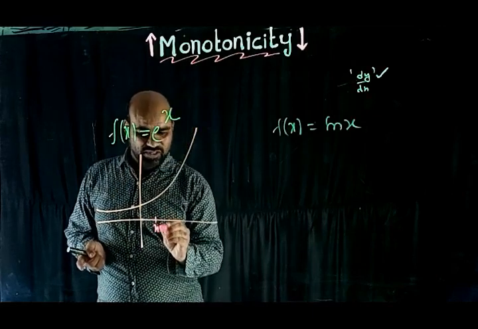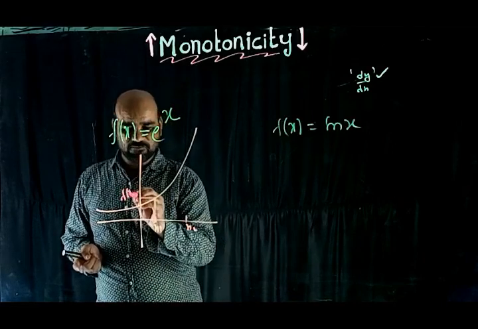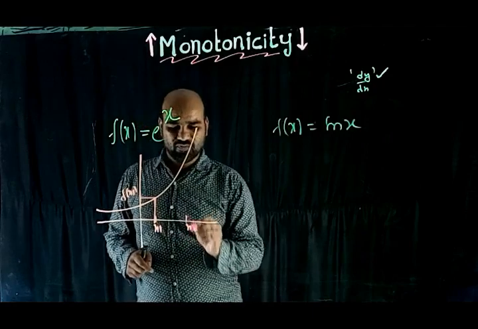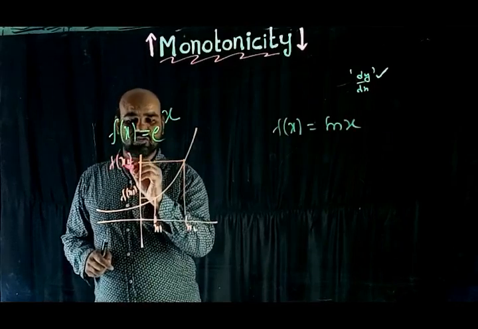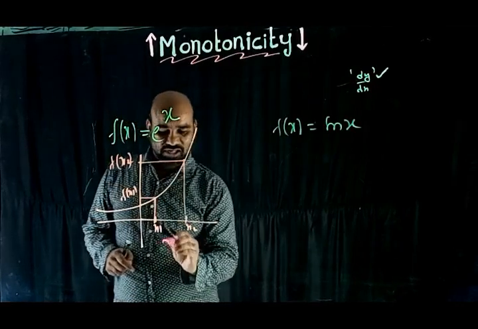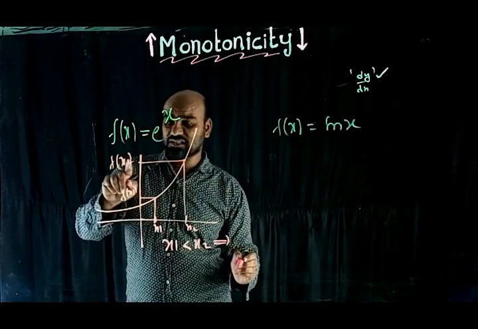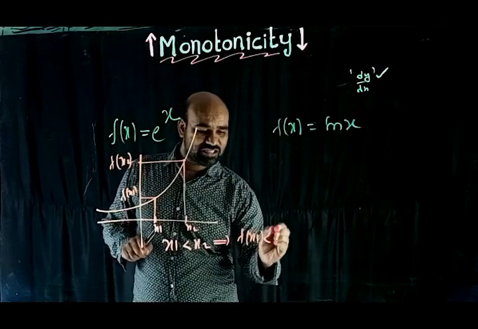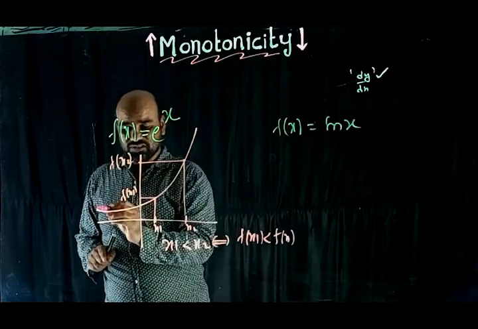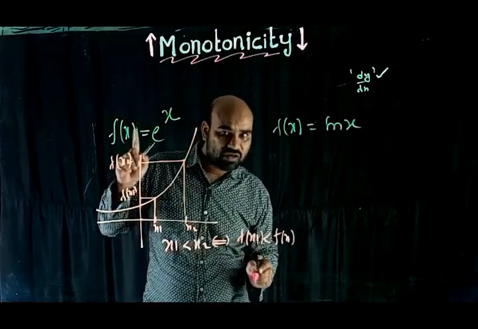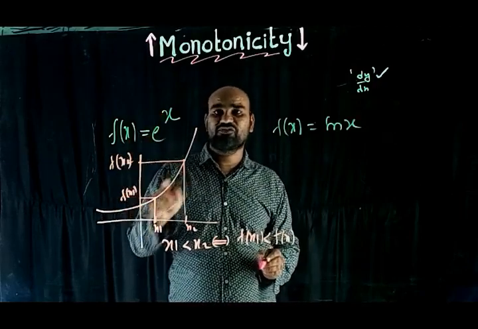For example, this is x1, this is x2. If x1 is one input, its output is f of x1, that is e power x1. x2 is another input, its output is f of x2, or e power x2. Observe that here x1 is lesser than x2. What is this implying? f of x1 is lesser than f of x2. This means that this function is increasing. So by simply seeing this graph, we can conclude that the function e power x is an increasing function.